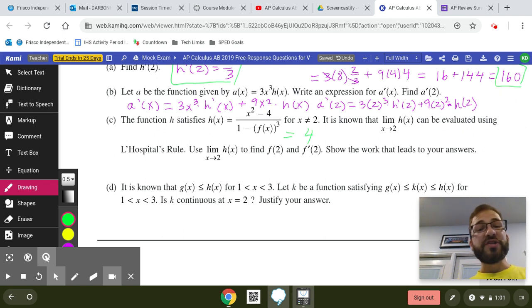Okay, so the first thing I want to find is f of x. Okay, f of x is going to be a little easier to find than f prime of x. I'm not going to get to f prime until I do my L'Hopital's rule.